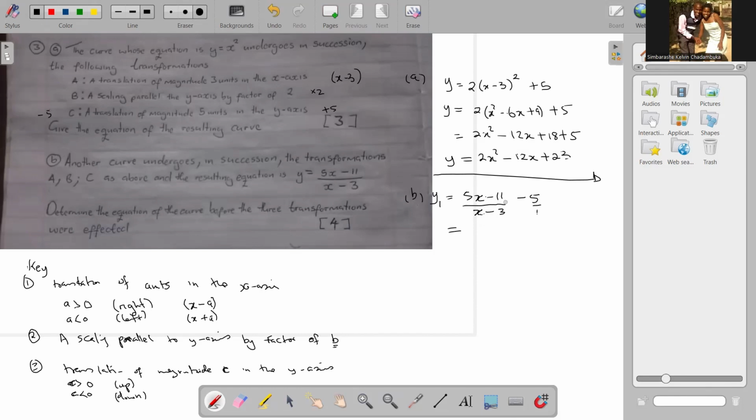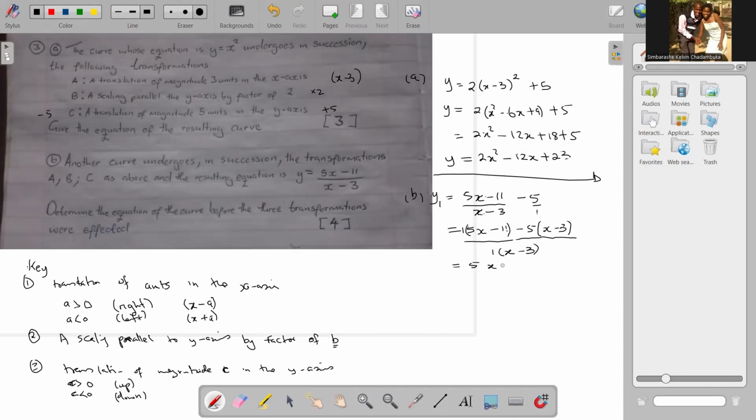To subtract fractions, we know we are going to multiply this numerator by this denominator to get 5x minus 11. This is going to be multiplied by this 1, which is the denominator here. Then we take this numerator minus 5. It multiplies this denominator, which is x minus 3, all over the product of these denominators, which is 1 and x minus 3. Then we simplify.